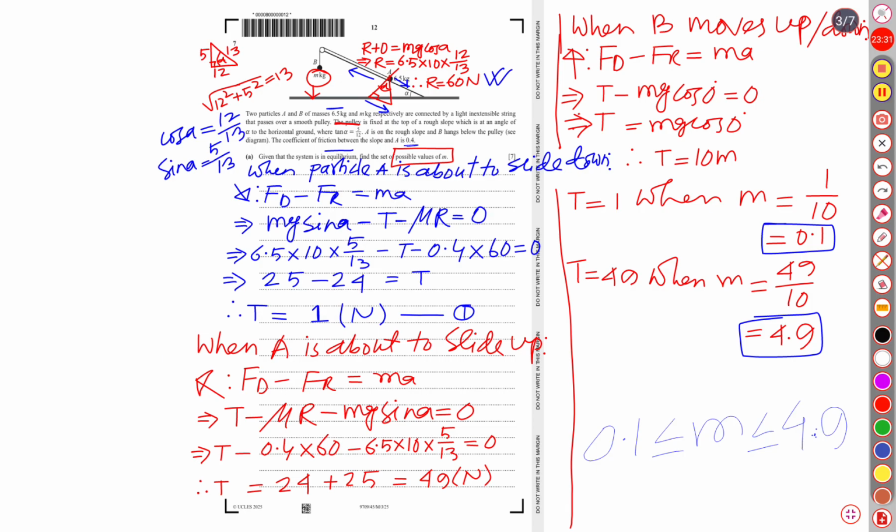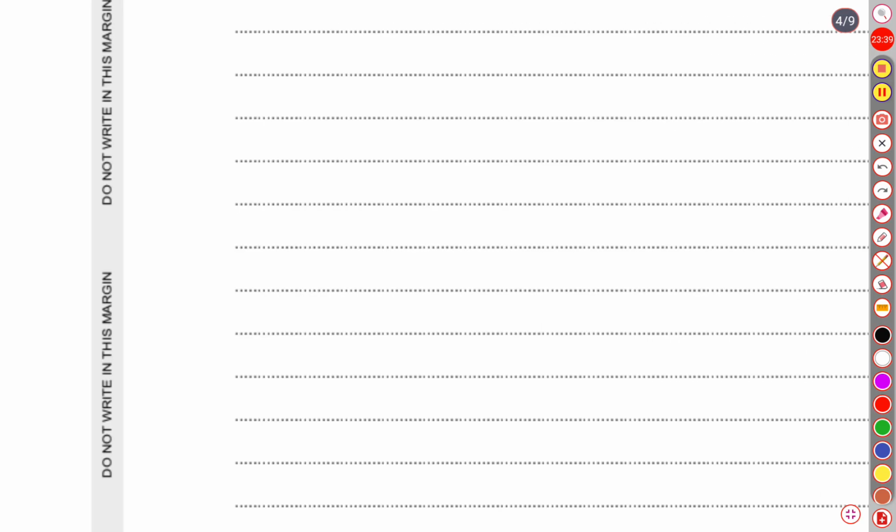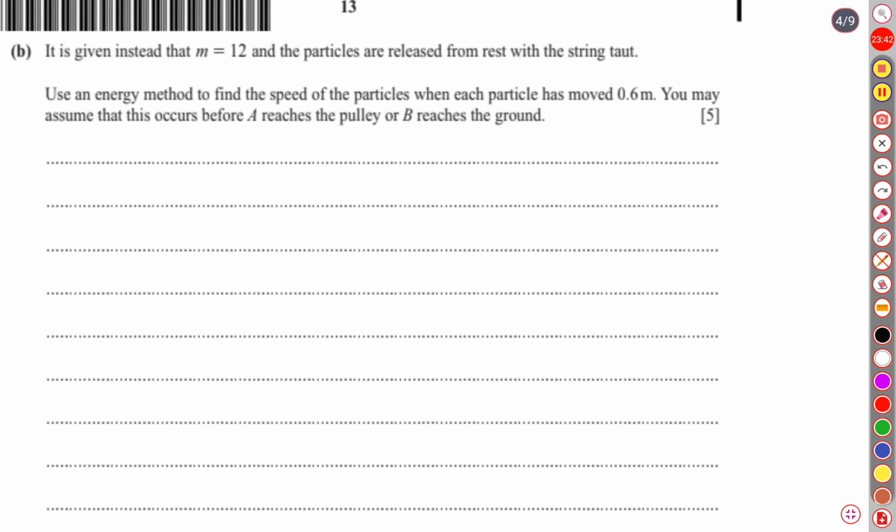Let's move on to the next part. The next part of the solution is on the next page. It says, it is given instead that m is equal to 12 and the particles are released from rest with a string taut. Use an energy method to find the speed of the particles when each particle has moved 0.6 meter. You may assume that this occurs before A reaches the pulley or B reaches the ground. So they have already indicated the concept: the energy equation should be applied.